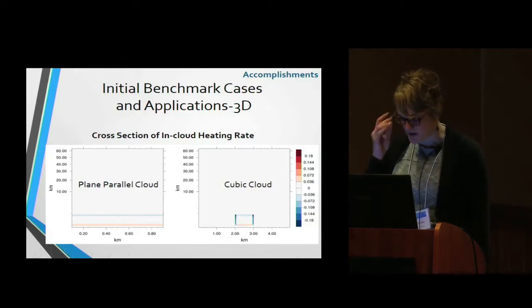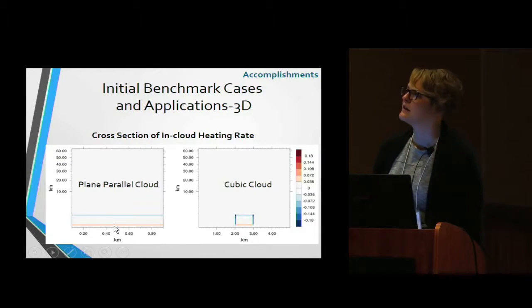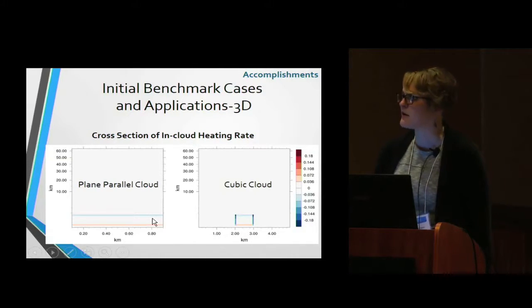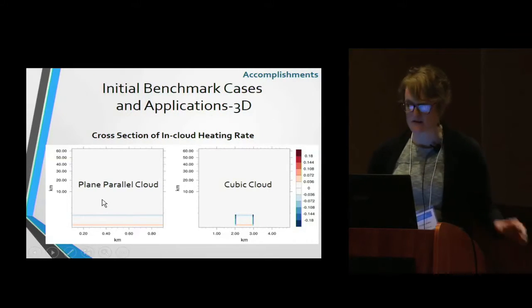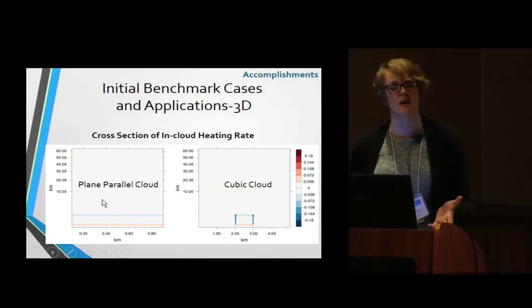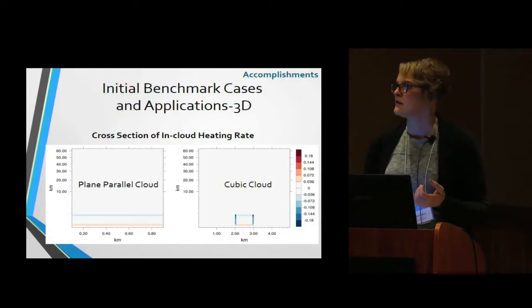So let's just remove those arrows to make it a little easier to see. You might notice that at the top and bottom of the cubic cloud, the heating rate is effectively identical to the plane parallel cloud, right in the center there. But here at the cloud edges, you have very strong cooling, and that is completely unrepresented in the plane parallel cloud. So since the plane parallel approximation, or some version of it, is used in all of our climate and weather forecasting models, all of those models are missing out on this cooling.